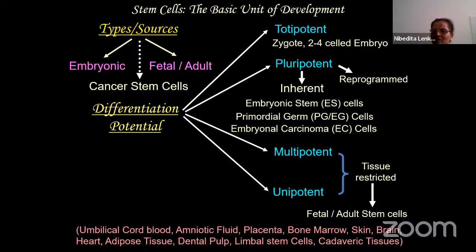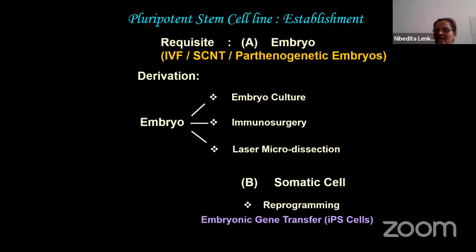Those can be derived from fetal or adult tissues. I have mentioned here many of these fetal tissues: umbilical cord blood, amniotic fluid, placenta, umbilical cord. Those are the ones from where you can get the fetal tissue. In fact, that is like wealth out of waste. So now we know what the different stem cell types are. Then coming to the next question: if you know these are the stem cells, where will you get them from?